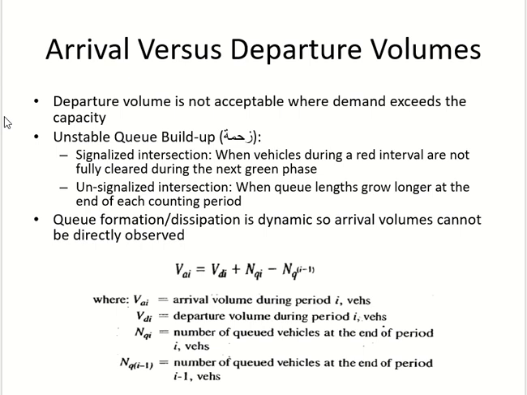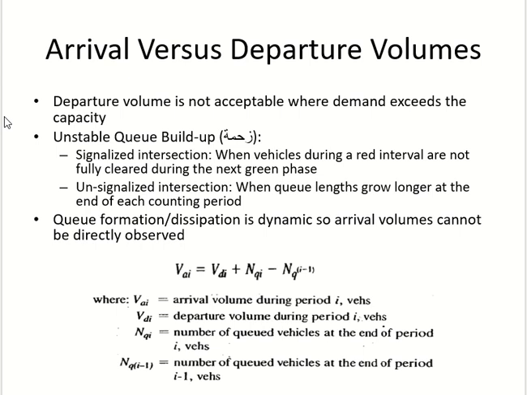So whenever we have queue build-up, we will go from departure to arrival volume. We don't want the vehicles which are leaving the intersection. We want the vehicles which are coming to the intersection. And what are the indications? Queue build-up. For signal, when the vehicles do not clear during the green. For other intersections, when the vehicles in the queue are increasing.